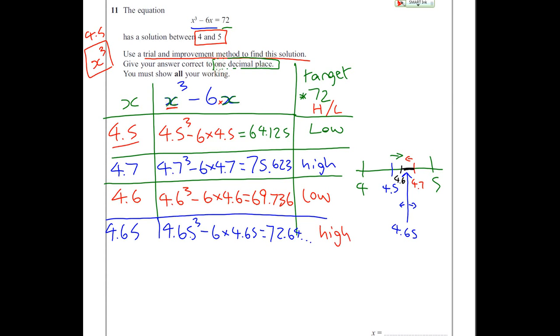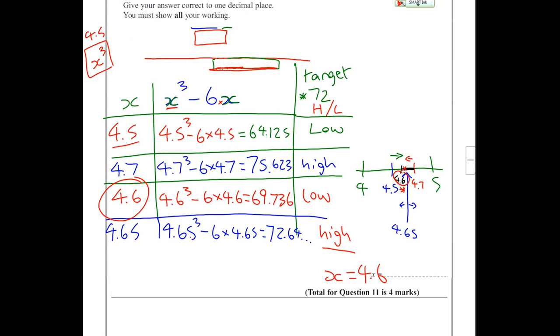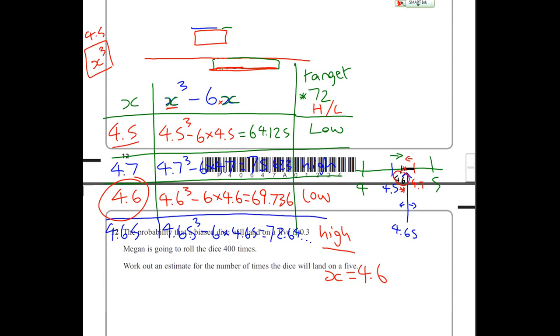Now that again is too high. Only just too high. We're getting close now. But because it's too high, that means that your real answer was below it. So what you're going to give when you give something to one decimal place is the answer of 4.6. So you write down x equals 4.6. That was the one that gets us the best estimate. Moving on. That was 4 marks.